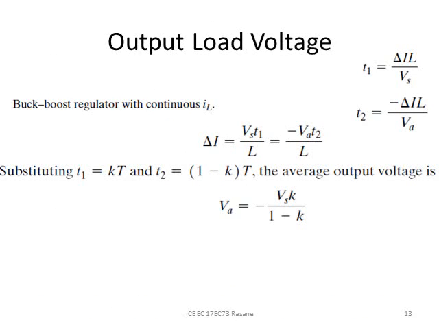To calculate the output load voltage equation, we know that T1 is delta I L by Vs and T2 is minus delta I L by Va. So I get delta I equal to Vs into T1 upon L, equal to minus Va T2 by L. Substituting T1 as kT and T2 as (1 minus k)T, the average value of the output voltage will be Va equals minus Vs into k upon 1 minus k.